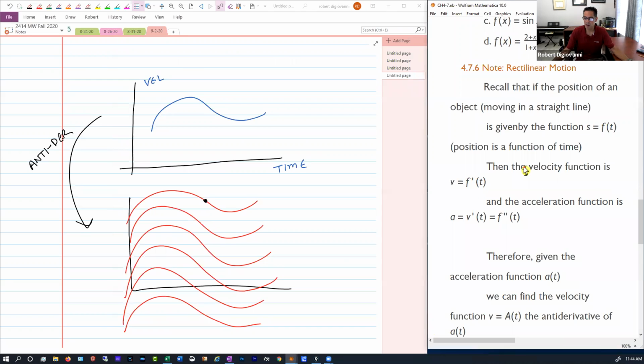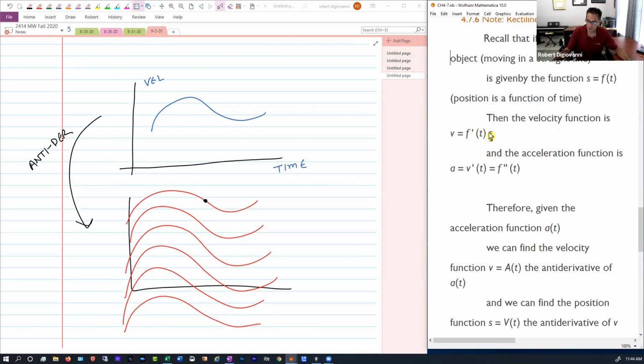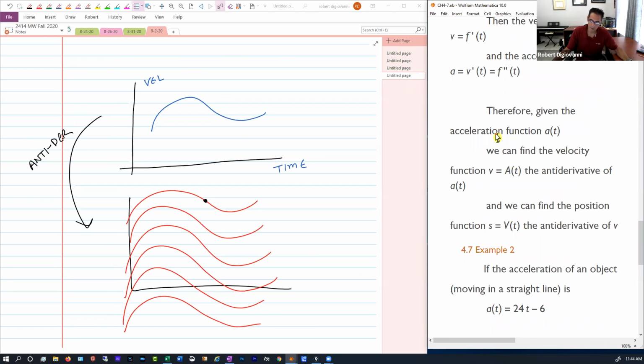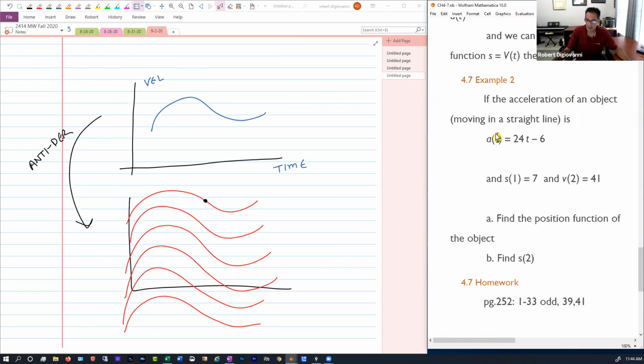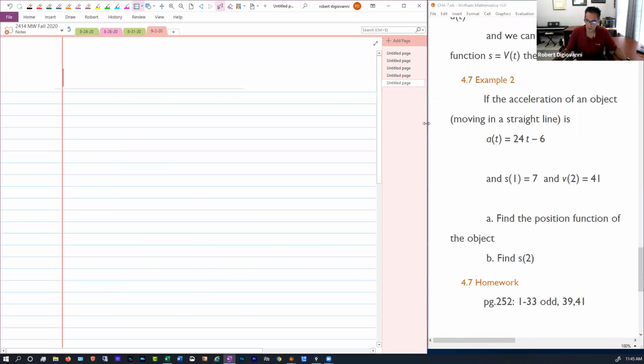Okay, so this is me just reminding you that if you have position, the first derivative is going to be velocity and the second derivative is acceleration. And then let's get to example 2. If the acceleration of an object moving in a straight line is a of t, so they give us an acceleration, a of t is equal to 24t minus 6, and they tell us that s of 1 is 7, and v of 2 is 41, then we want to find the position.